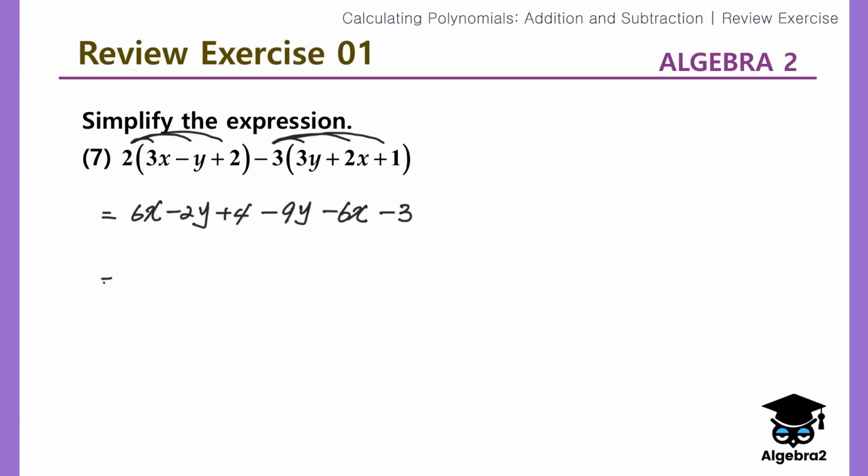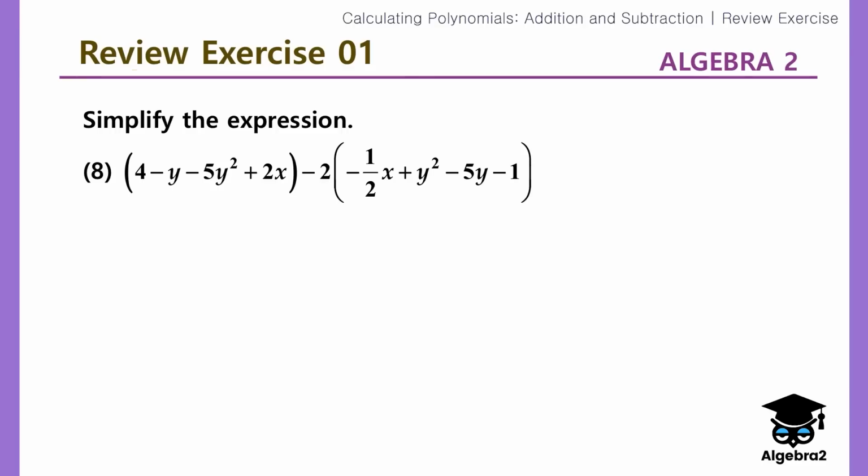So that is equal to, well, variable x first. We have 6x minus 6x. Well, 6 minus 6, that's 0, right? So we're not going to write it. Y term, negative 2y, negative 9y. Negative 2 minus 9, that's negative 11y. And constant 4 and negative 3. So 4 minus 3, that's plus 1.